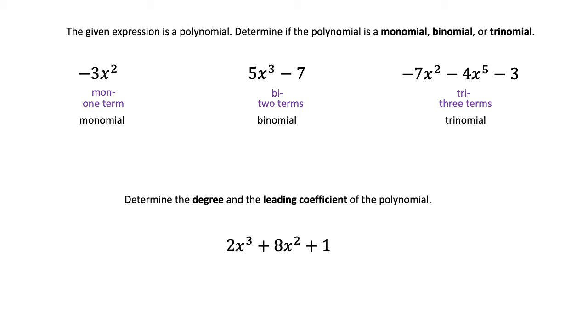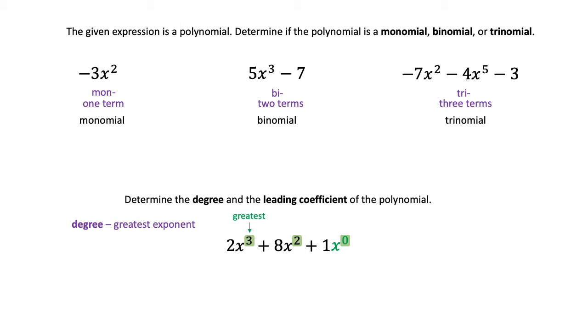The next thing we're going to look at is the degree and the leading coefficient. And your degree is going to be your greatest exponent. So you're going to take a look at all of your exponents on your variables. If you have a constant, it's understood to have a variable raised to a zero exponent. And then you're going to determine which one of those is the greatest. In this case, 3 is the greatest, so that's going to be your degree.